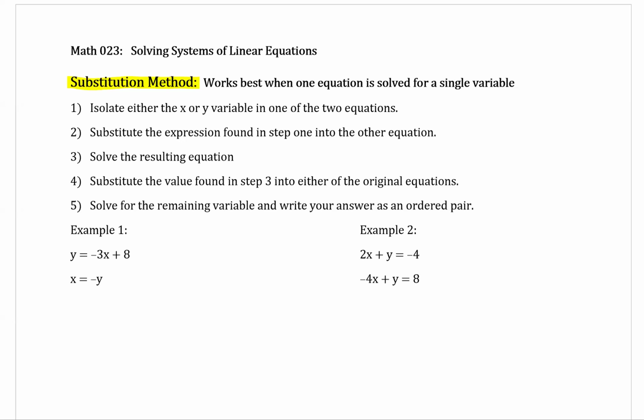I am going to substitute what x equals into the first equation. So since x is equal to negative y, I'm going to take this x out and plug in what x is equal to. I now have y equals negative 3 times negative y plus 8. I have one equation with one variable, and I will solve for y.